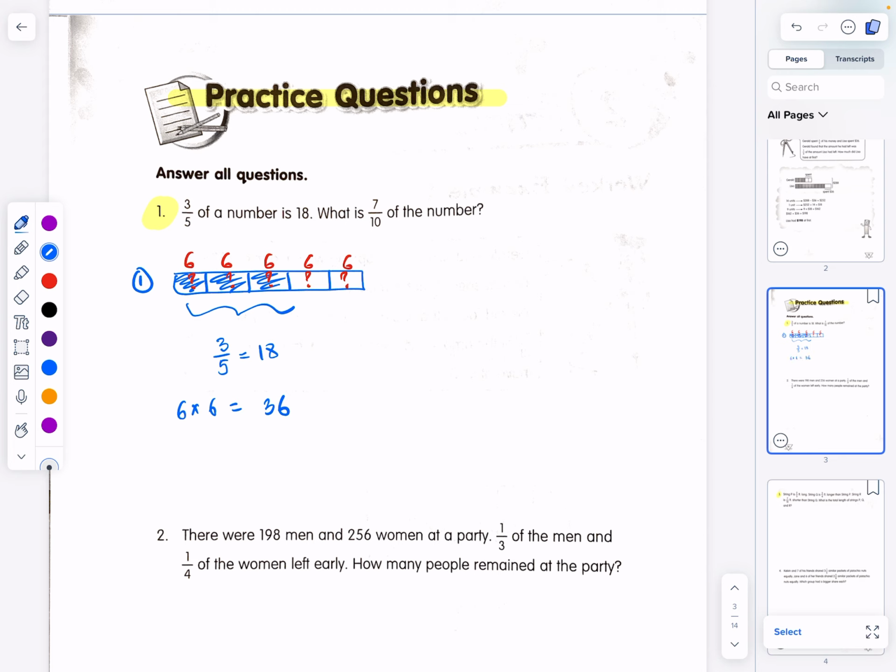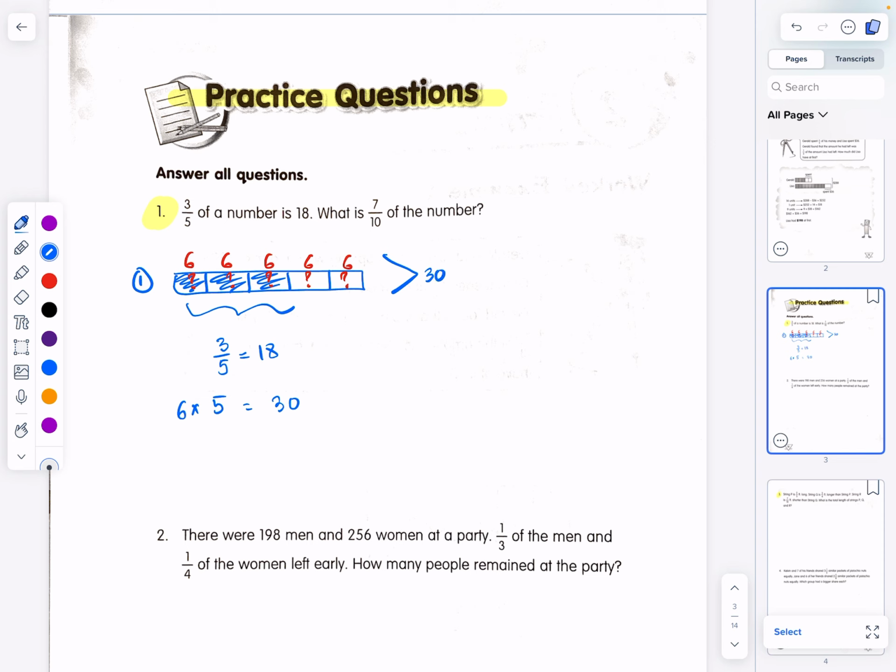Okay, that's step 1. Now, not times 6, times 5. We have 5 units. I miscounted. 6 times 5 units. Of course, the whole number is 30. Now that we know the entire number is 30, the question is, what is 7/10 of that number?